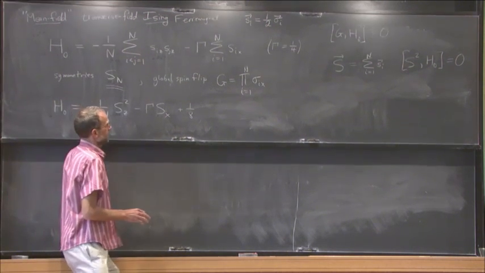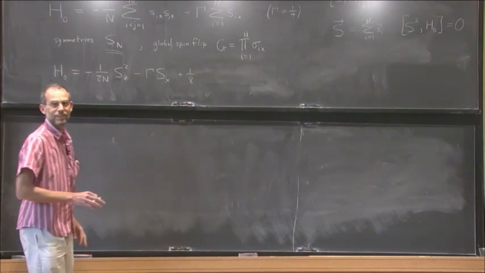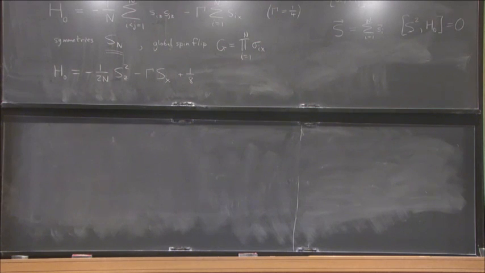Just to be clear for some people, quantum spin systems, this is acting on C2 tensor to the n. So each spin has a two-dimensional Hilbert space, and the full many-body Hilbert space, when we say many-body Hilbert space, what we mean is a tensor product of all those Hilbert spaces of all the spins.